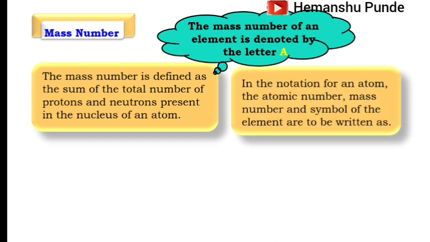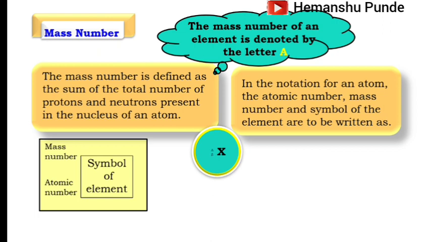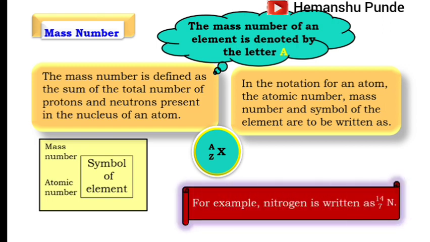In the notation for an atom, the atomic number, mass number and the symbol of the element are written like this: mass number, symbol of the element and atomic number. A, Z, X, where A is the mass number, X is the symbol of element and Z is the atomic number. For example, nitrogen will be written as 14N7. It means that 14 is its mass number, N is the symbol of nitrogen, and 7 is the atomic number of nitrogen.